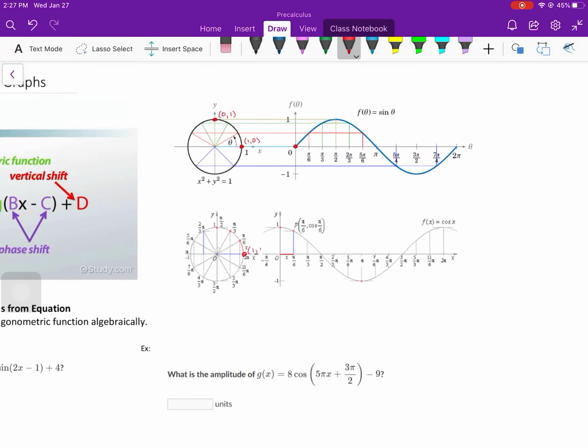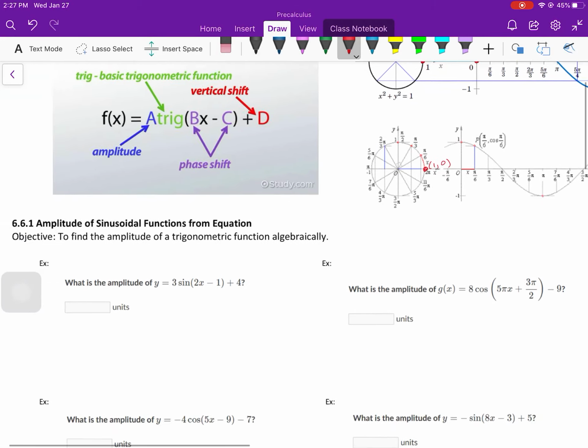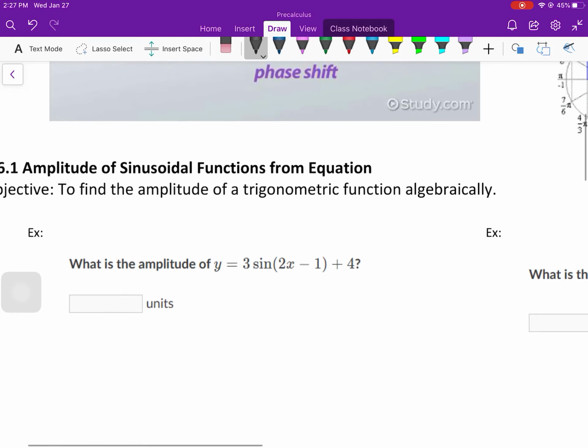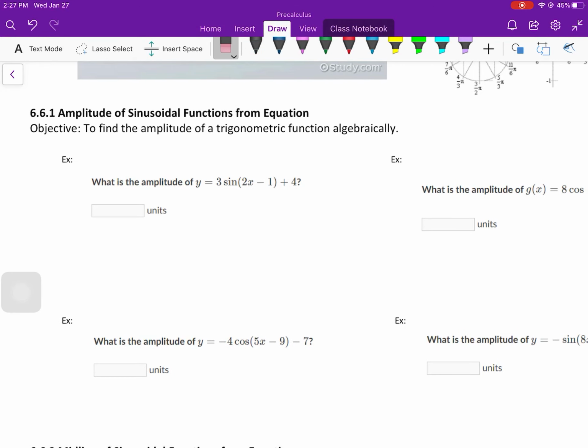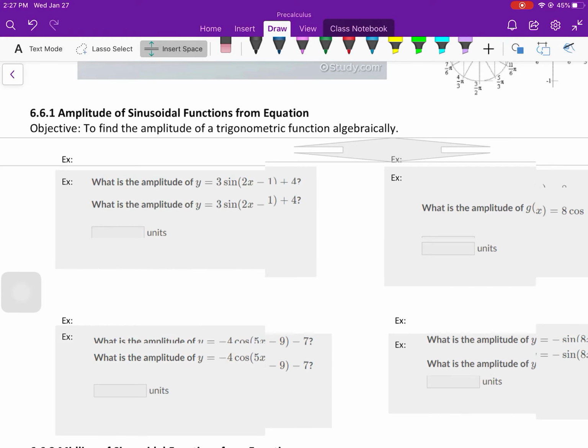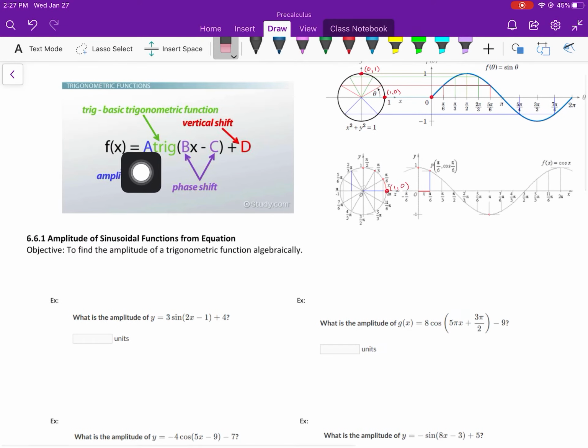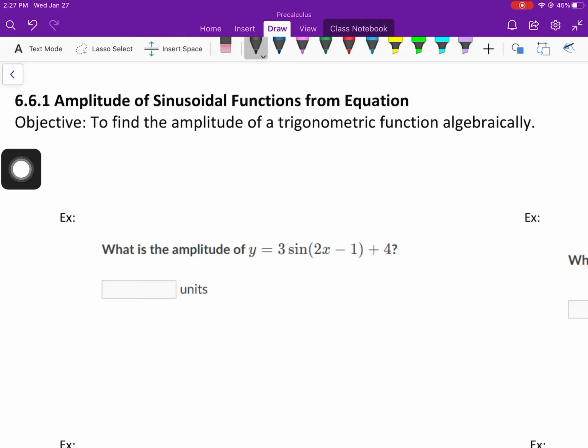Okay, so really simple to come up with the amplitude. We're going to be looking at the number in front of the trig function. And so the amplitude, if you look, we call it A, and then B is the number in front of X, C is that number, and then D there. So we're really focused on the number in front. So I'm going to say the absolute value of A equals the amplitude.